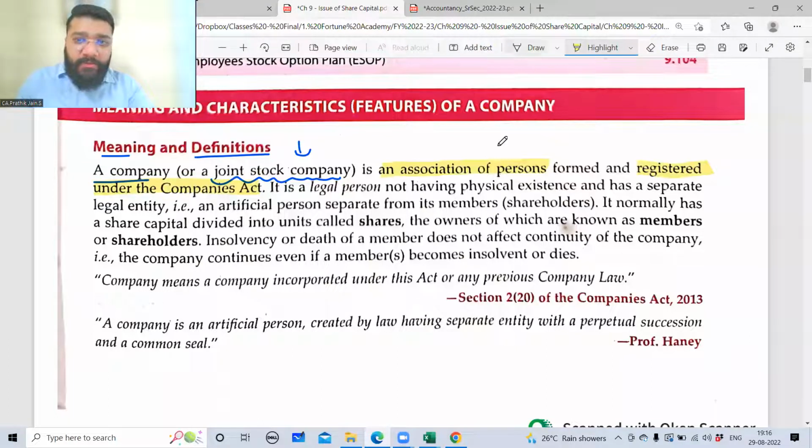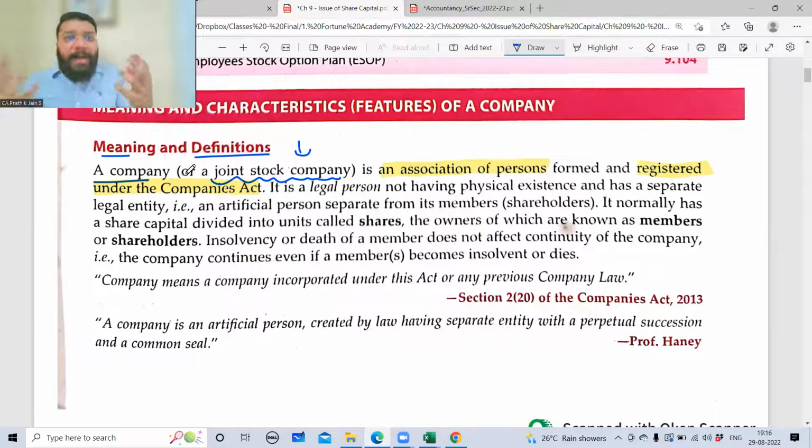Now, guys, first we have to understand what is association of persons. Association of persons means what? A company is an organization where two or more people come together with a mindset to do business. So, two or three people coming together is an association, right? It means a gathering of people. So this company is an association of persons. First point. Formed and registered.